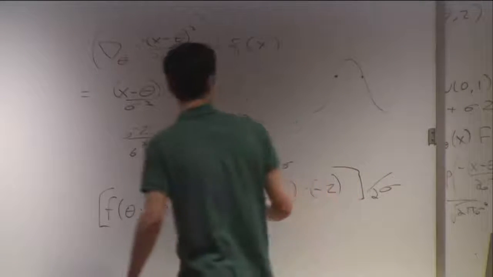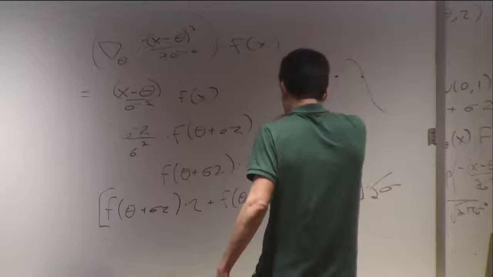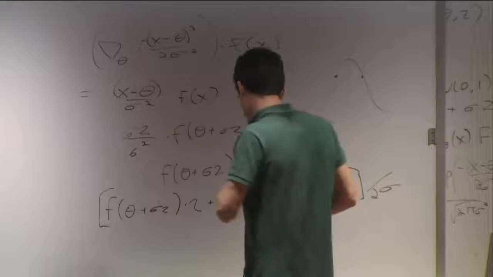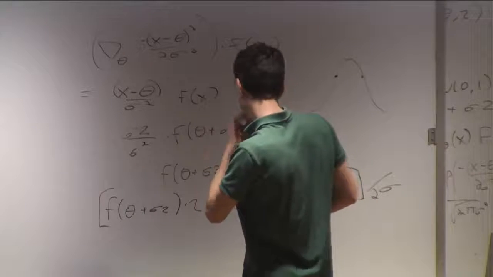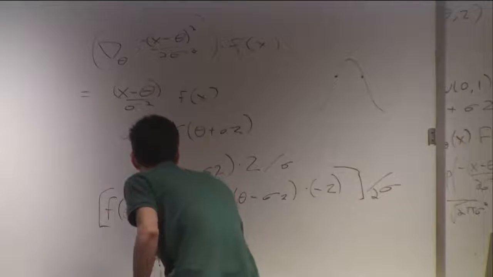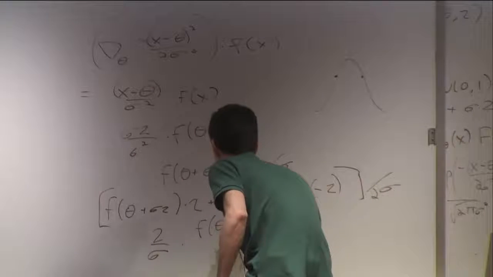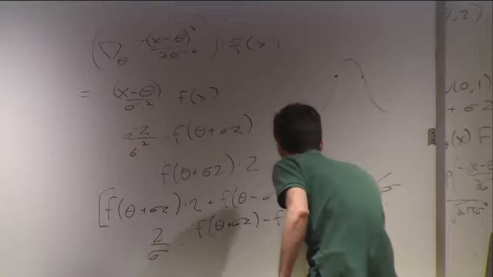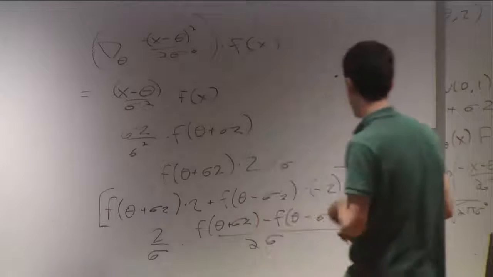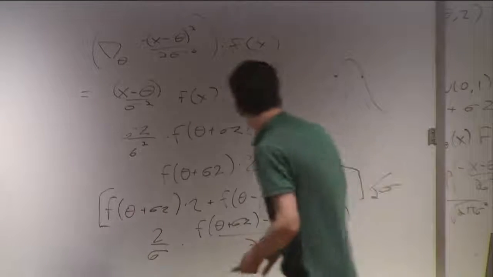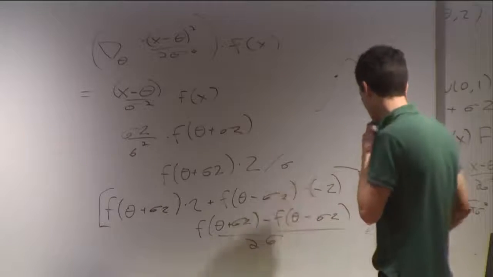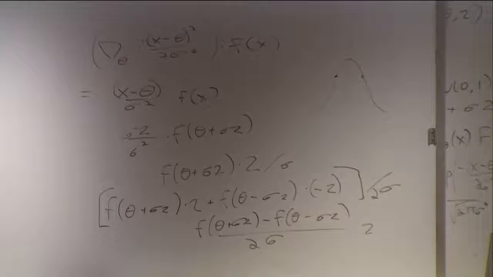So then when you write this out, you get, let's see. Is this right? Oh, OK, yeah. So we have z over sigma times f of theta plus sigma z minus f of theta minus sigma z over 2 sigma. Let's see. Something is a little wrong. Wait. We have a z in front of here. OK. So it's not exactly the same, but it looks pretty similar.